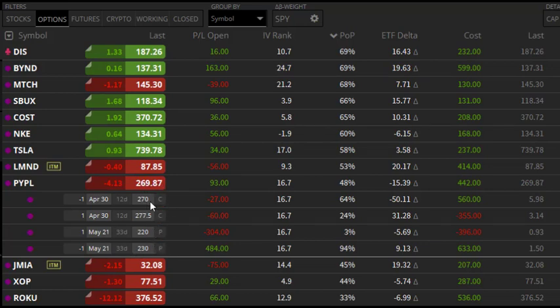PayPal, I'm short-term bearish, but long-term bullish. And there is some resistance at this 270 level. And hopefully we see a small rejection over next week so I can take some profits on this call spread. And then a resumption of the trend so I can take profits on the put side.